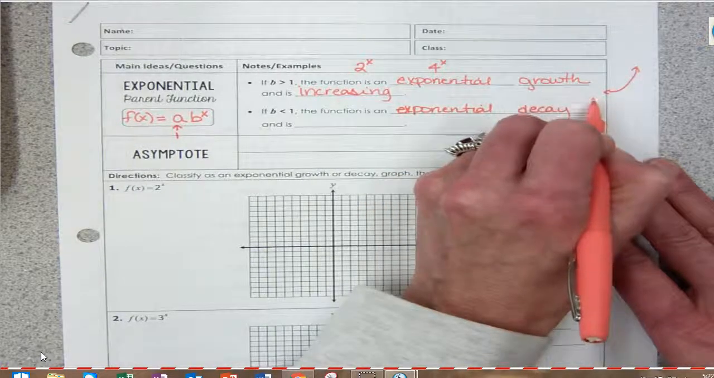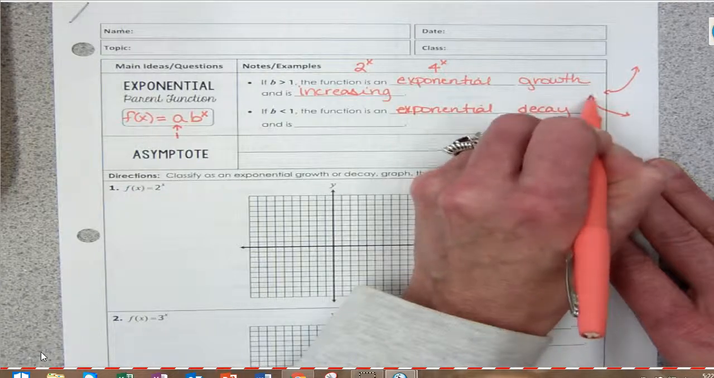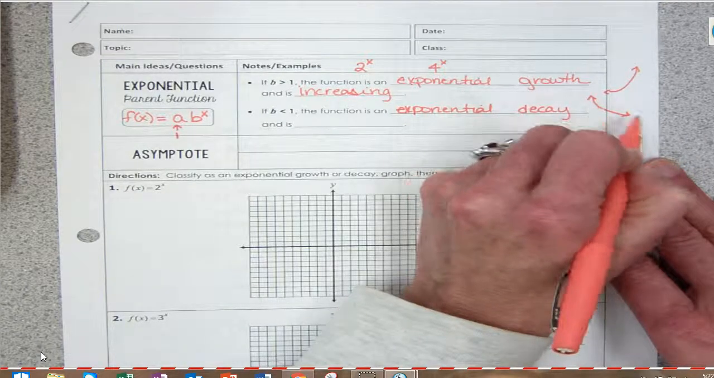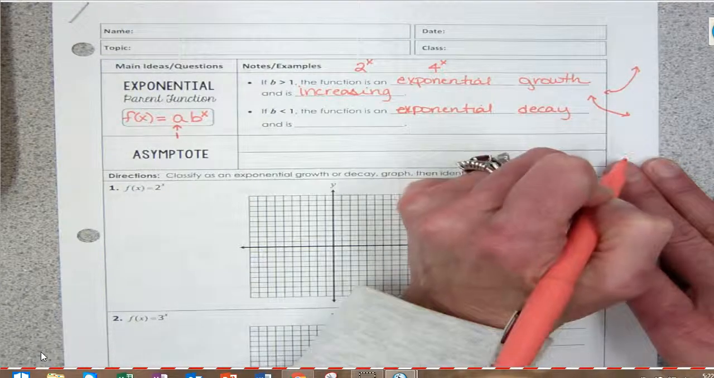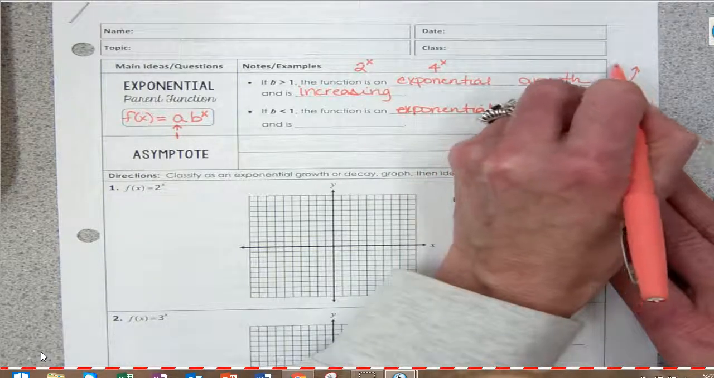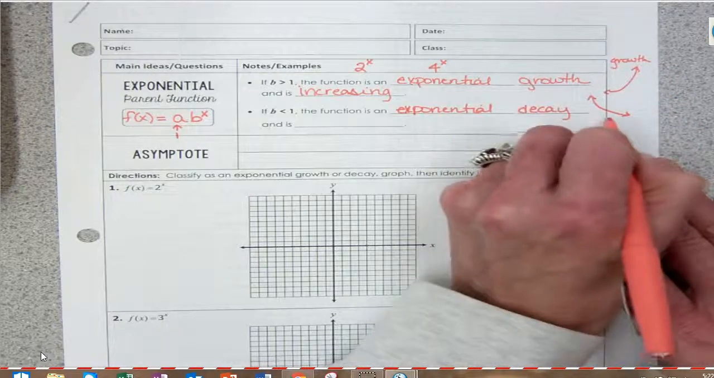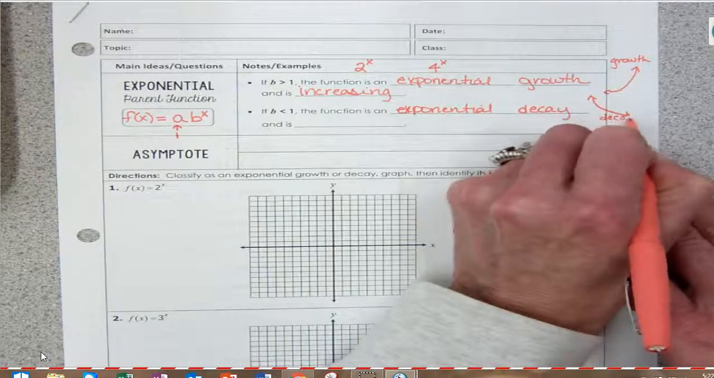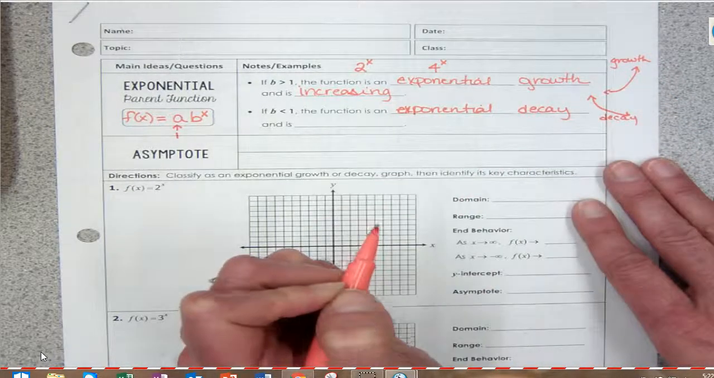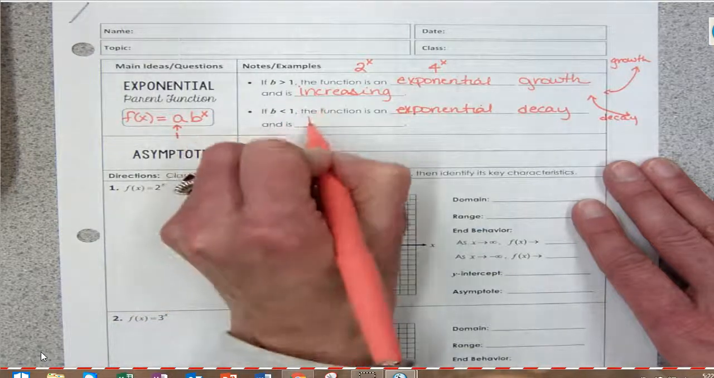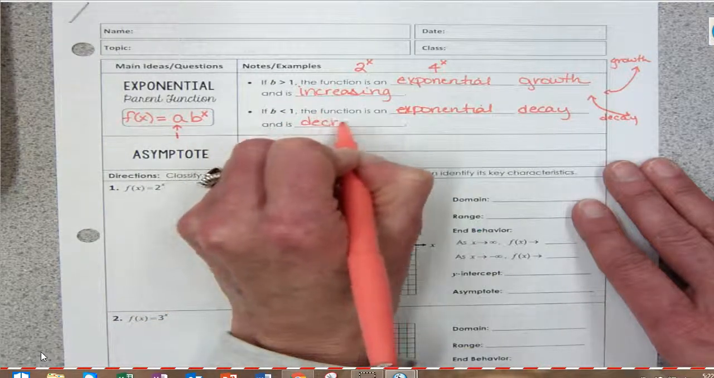And that is going to look like this. Going from left to right, it starts high and then goes low. So this is a growth. This is your decay. Okay? And it is decreasing.